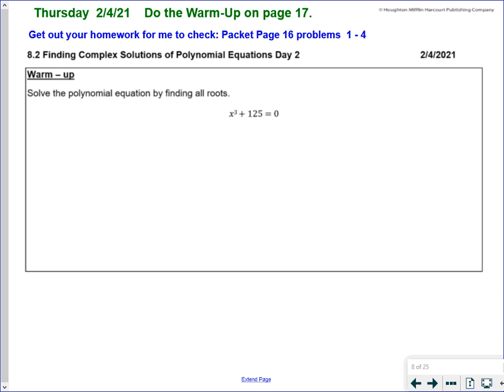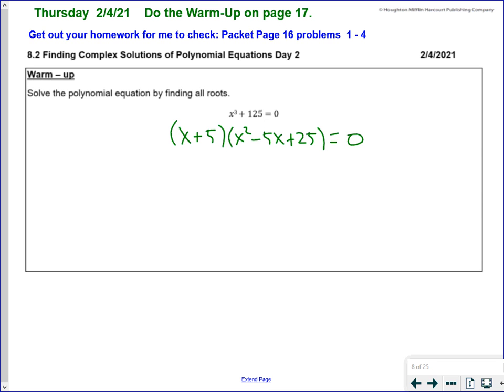We have the polynomial x cubed plus 125 equals 0. So we need to factor it out and find all the zeros of this polynomial. We see that it's a sum of cubes, so we can use our factoring patterns to factor it out relatively quickly. So we get x plus 5 times x squared minus 5x plus 25. That's what you get when you factor out x cubed plus 125, and all of this equals 0.